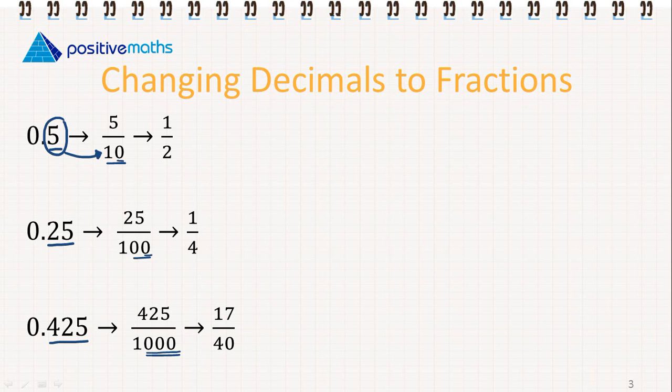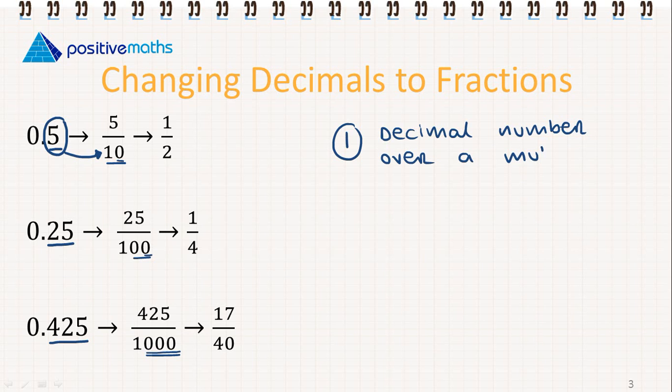Okay, so let's put this into a few steps. So our first step then is to put the decimal number over a multiple of 10. So, we mean here it's going to be 10, 100, 1,000. If there's 4 decimal places, it could be 10,000, and so on.